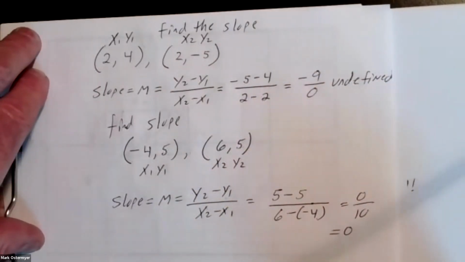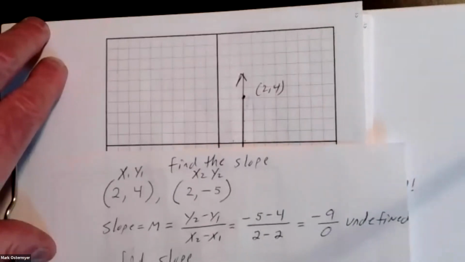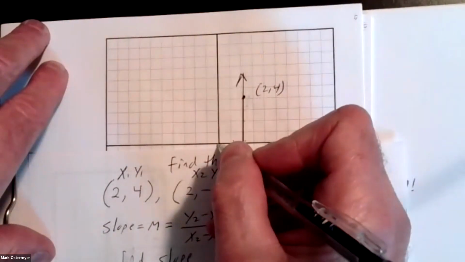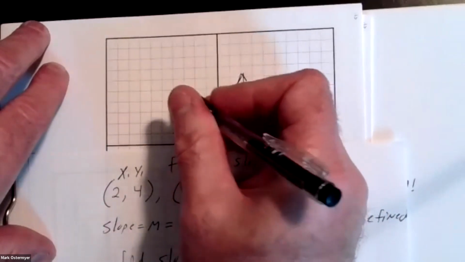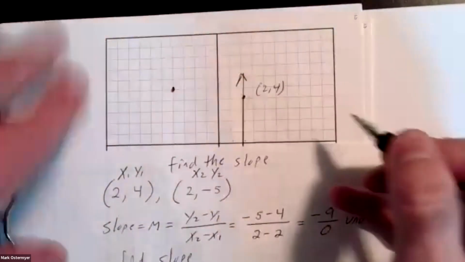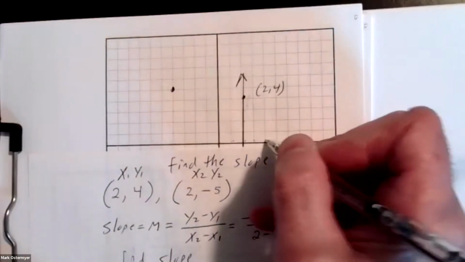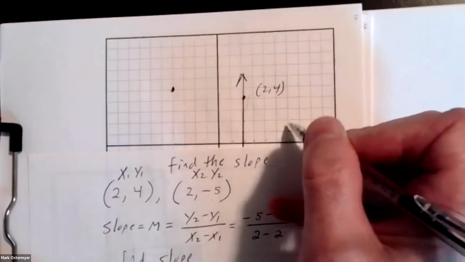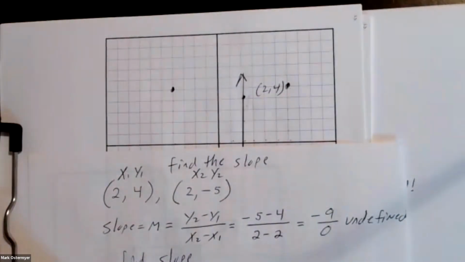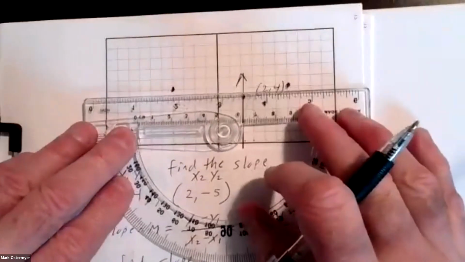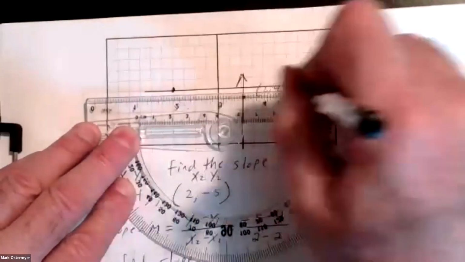So what kind of a line has a 0 slope? Well, let's find out. Let's plot these points. -4, 5 is 4 to the left, -1, 2, 3, 4, now up 5, 1, 2, 3, 4, 5. There's -4, 5, and then we want to plot the point 6, 5. 1, 2, 3, 4, 5, 6, up 5, 1, 2, 3, 4, 5. There's 6, 5. Put a line through these points, and we can see that we have not a vertical line, but we have a horizontal line.